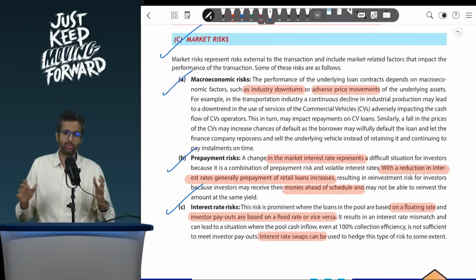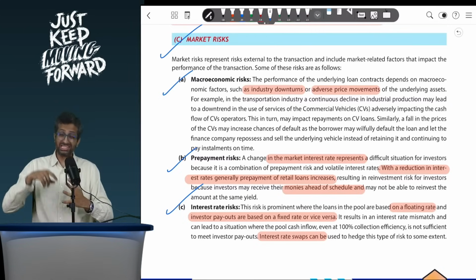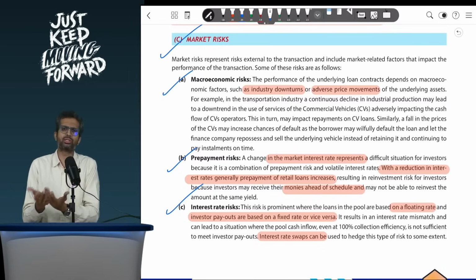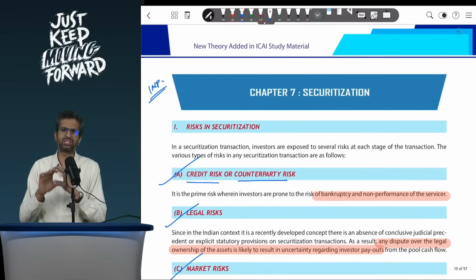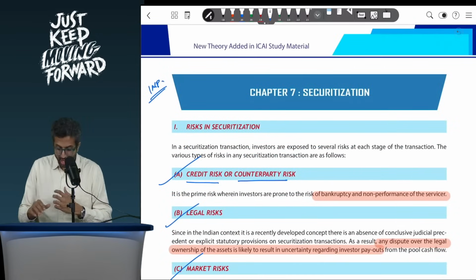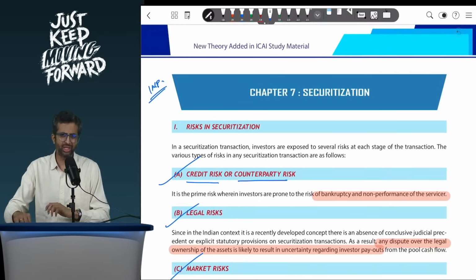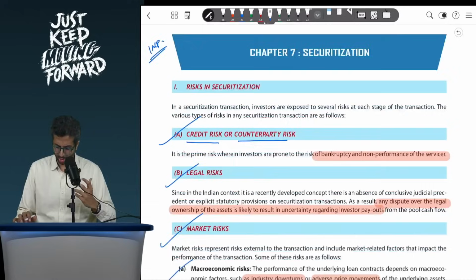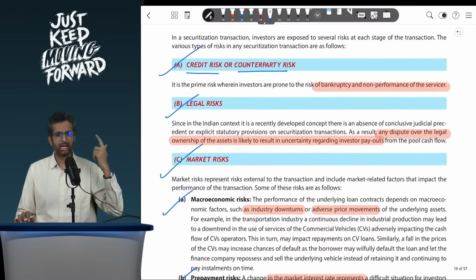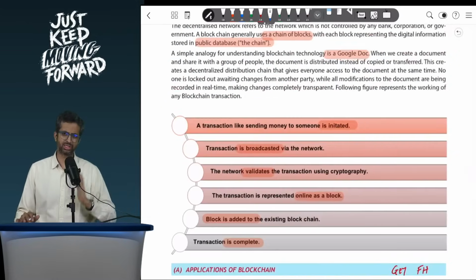Now this is standard, I would say. In bonds this is a risk, in CDO this is a risk, in a securitization instrument this is a risk. So this is general. I would not really read a lot behind this point. One, the risks, we'll just kind of have a broad understanding and proceed. The credit risk, the market risk, legal risk, etc.